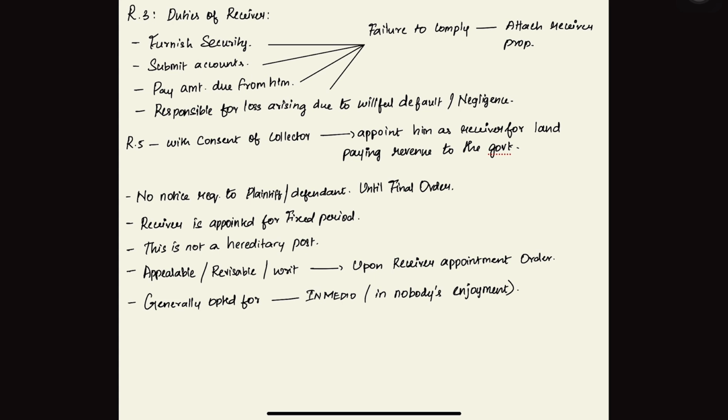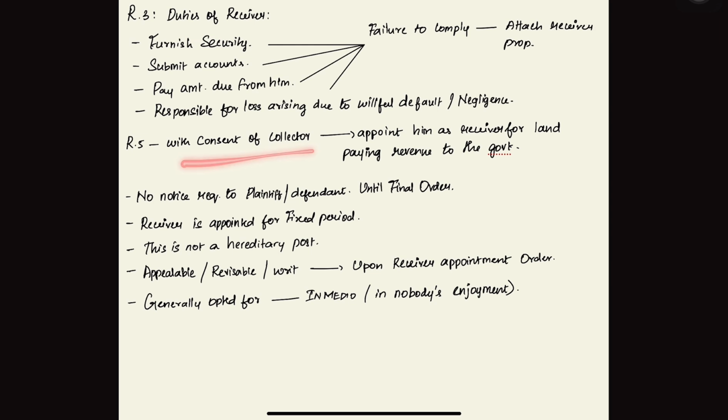So while the receiver is entrusted with the property, if due to his act or negligence there have been some losses, due to his negligence or willful default, then in such a case he will be responsible for that. If he fails to comply with these duties, he will be personally liable. So even the receiver's private property can be attached when he fails to comply with all these duties.